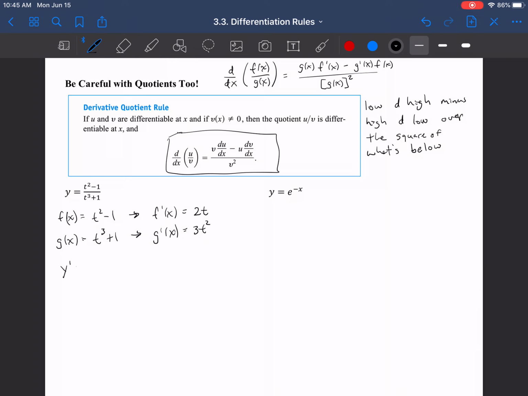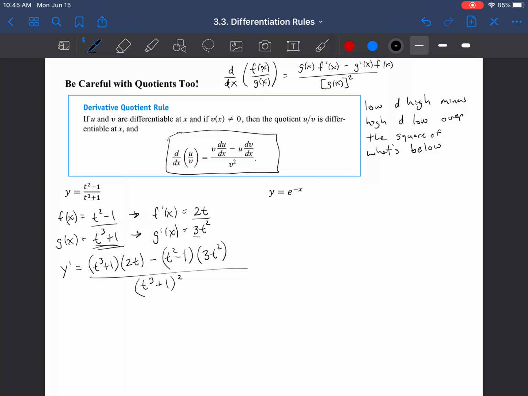So we can combine these together just using our little formula up above. So we've got g of x, which is just t cubed plus 1. So that's this, times the derivative of the numerator, which is 2t, minus the numerator, t squared minus 1, times the derivative of the denominator, 3t squared, all over the denominator, t cubed plus 1, squared.